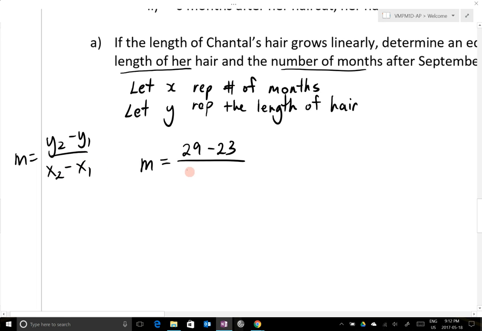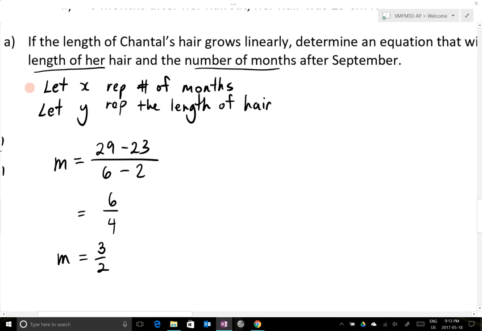So here x2 is going to be 6, x1 is going to be positive 2, so 6 minus 2. 29 minus 23 is equal to 6. 6 minus 2 is equal to 4. And so 6 over 4 written in lowest terms is 3 over 2. And that's my slope. Okay. So as I start creating my equation for the line, I can write y equals 3 over 2 times x plus b. Okay. So I need to find b now. Take one of the points.